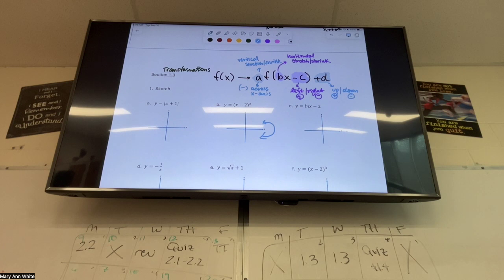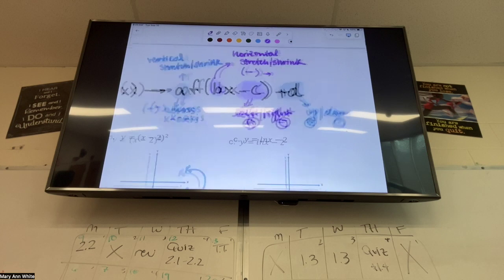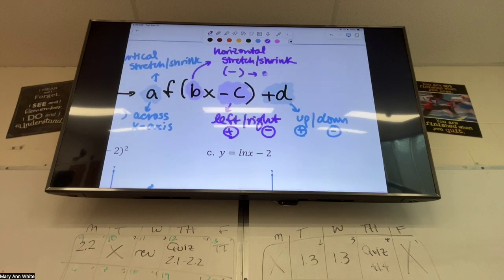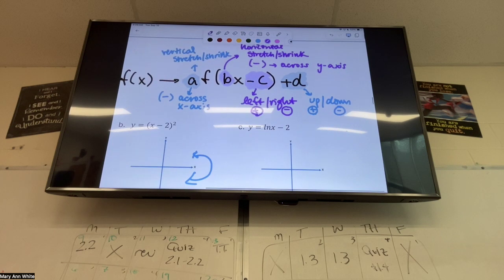That being said, we probably won't see any of these today, but if we had a negative where that B is, a negative inside with that X, that's not going to switch it up and down. It's going to switch it left and right across the Y axis. So if I have a negative on the inside, it's going to go across the Y axis. Like this, back and forth like that.